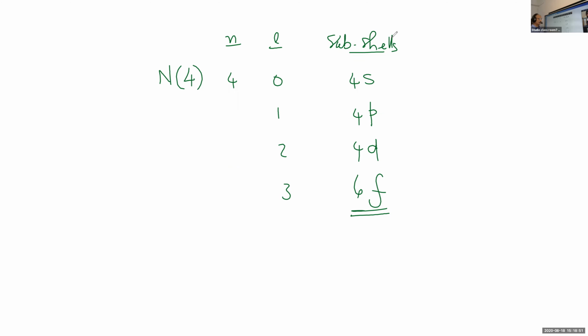Similarly, you go to O, the fifth one. 5 subshells are possible: 0, 1, 2, 3, and 4. s, p, d, f, and g. And these are 5s, etc.